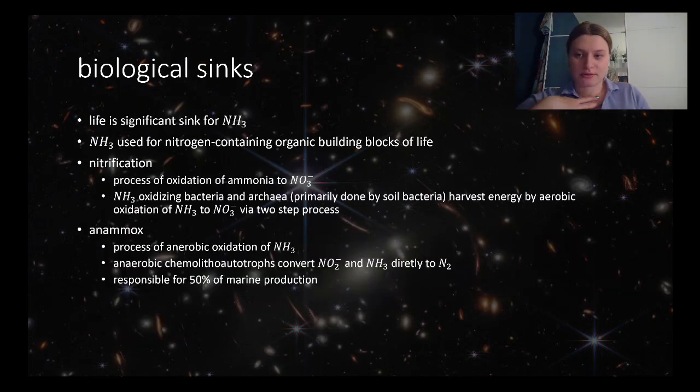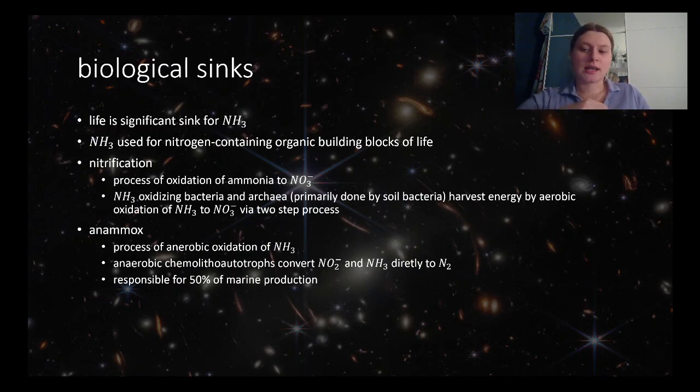There are also biological sinks. Life is actually a very significant sink for NH3 because the NH3 gets used for nitrogen-containing organic building blocks for life. And there are also two ways that it gets used. One is the oxidation of ammonia to NO3-, where NH3-oxidizing bacteria and archaea harvest energy by aerobic oxidation of NH3 to NO3- via a two-step process.